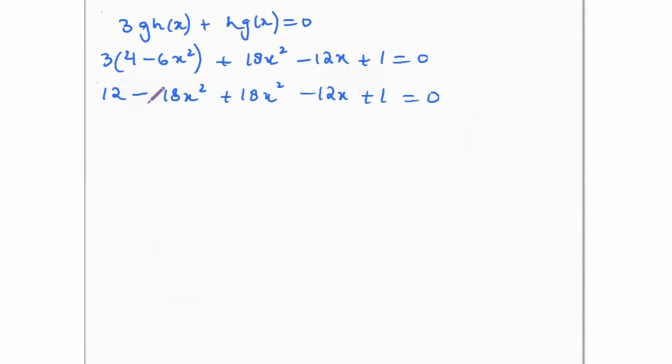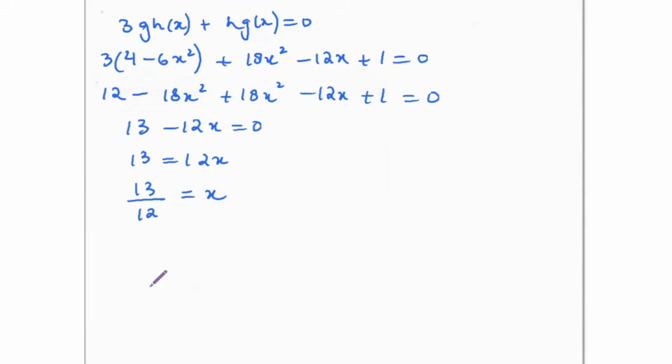18x squared minus 18x squared is 0. 12 plus 1 is 13. So 13 minus 12x equals 0. 13 equals 12x. And 13 divided by 12 is equal to x. As you can see, the x squared got cancelled out. So the only possibility of getting two solutions is gone.